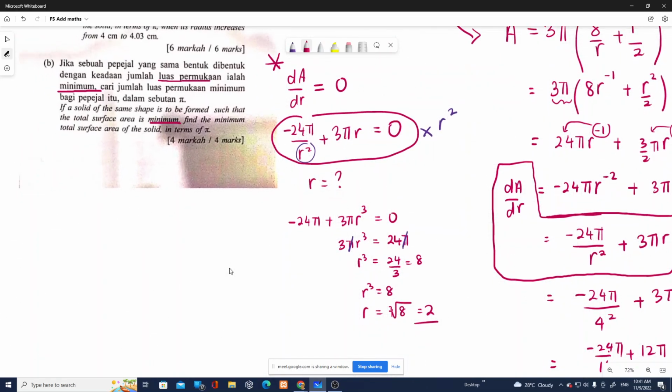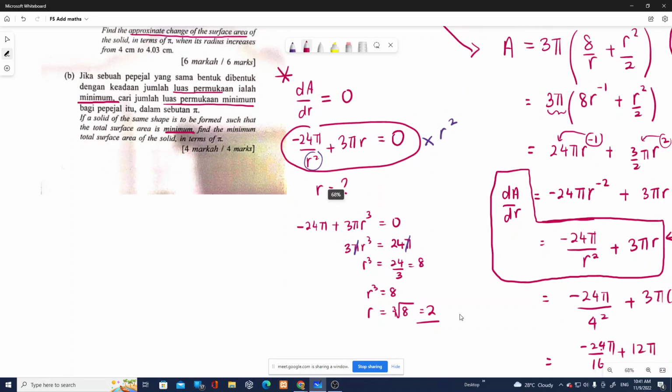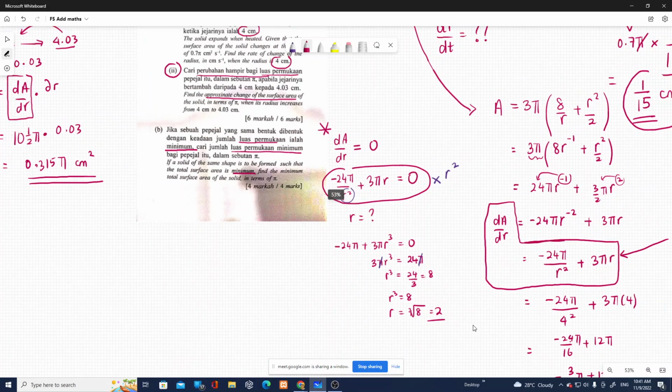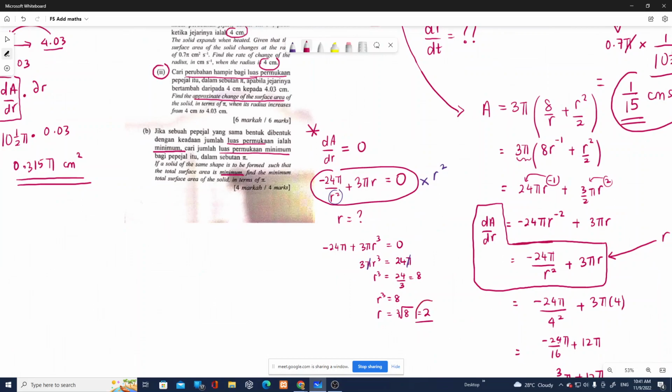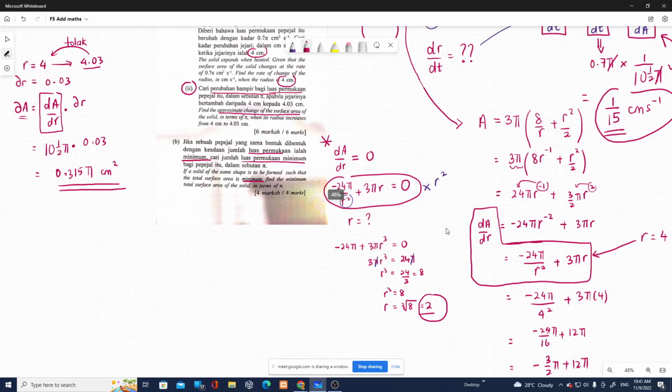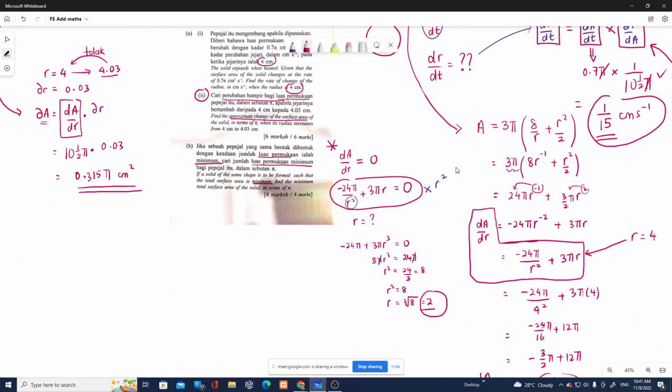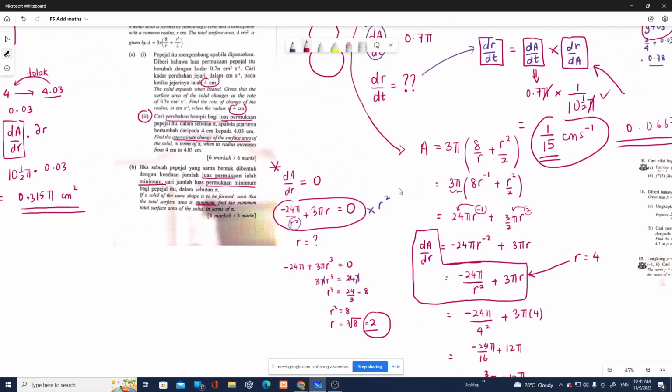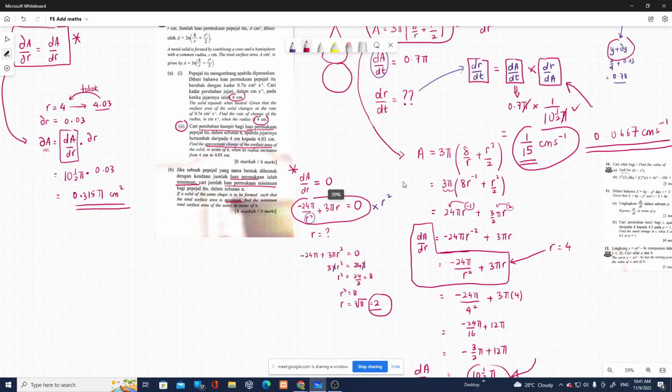The radius is 2. Find the minimum area sekarang. So, apakah luas permukaan yang minimum? So, kita kena gunakan nilai jejari 2 ini. Kena gantikan dalam mana? Where do we need to put in? Into original equation. Yes, di dalam fungsi asal yang di sinilah, the top question. The function of the area here.